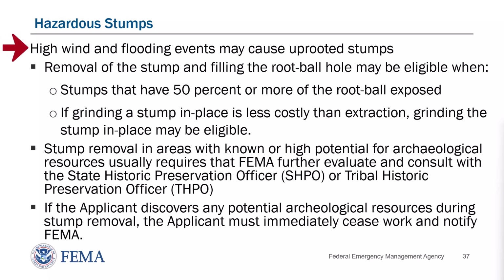High winds and flooding events may cause uprooted stumps. Removal of the stump and filling the root ball hole may be eligible when a stump has 50% or more of the root ball exposed. However, it's crucial to clarify that just because there is a stump does not mean that the root ball will be or has been removed. A stump can be flush cut, the root ball can be exposed and removed, or grinding may also be used. If grinding a stump in place is less costly than extraction, this option may be eligible.